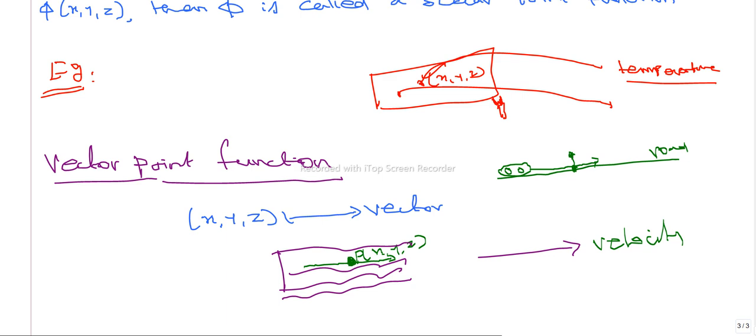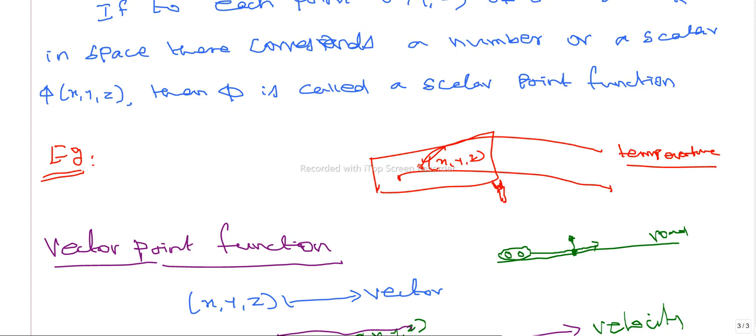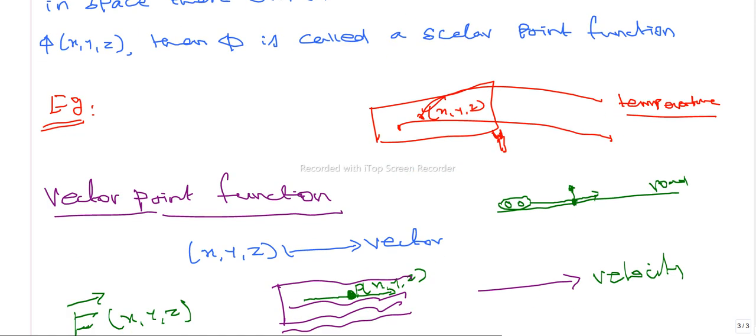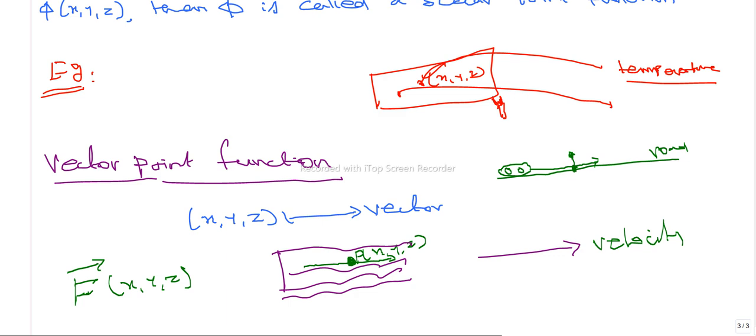This is an example. So usually we denote F vector, F vector of x, y, z. But for a scalar value, we just denote pi of x, y, z, because it has only magnitude. But here there is direction, that's why we put an arrow on top. So this is a vector point function and a scalar point function.